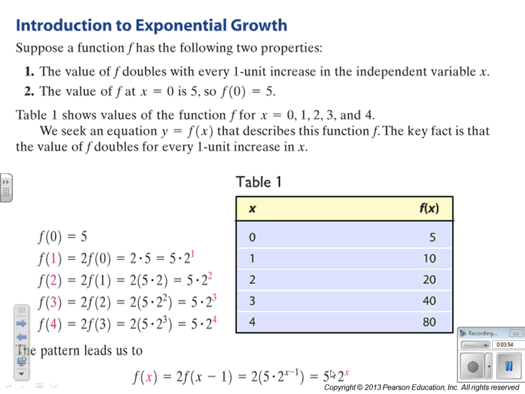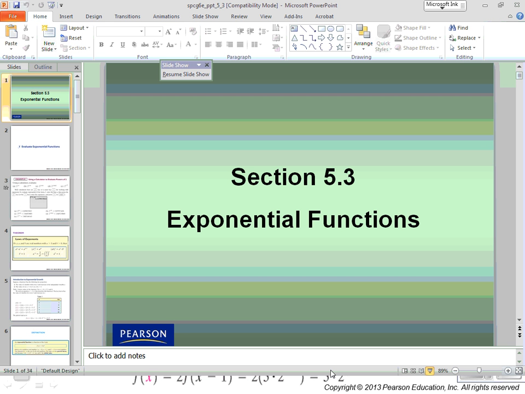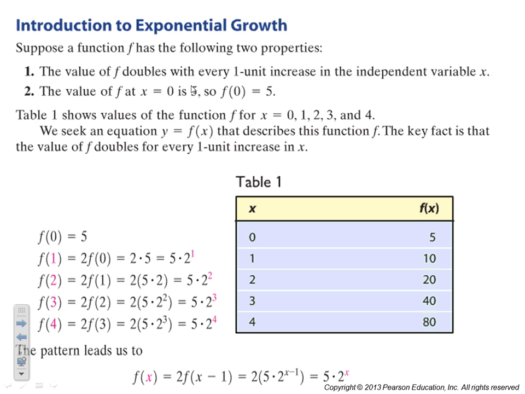So when you take your initial value, and then whatever action you're doing, if you're doubling, your base is 2. If you're tripling, your base is 3. If you're quadrupling, your base is 4. And then you raise that action item to the exponent.